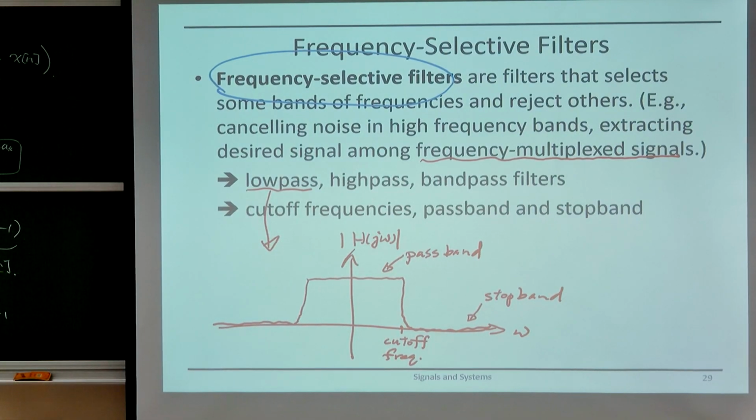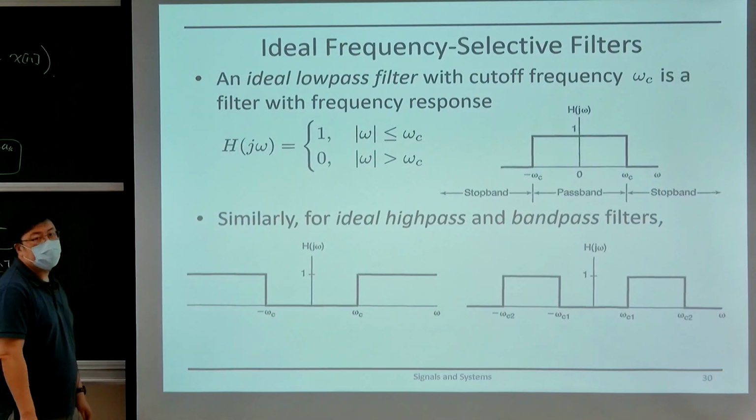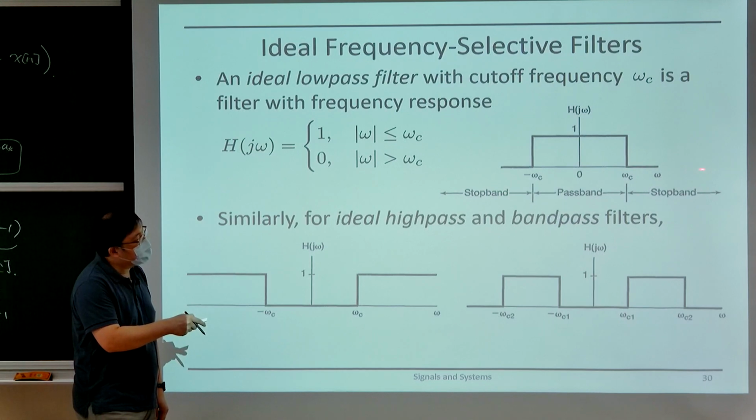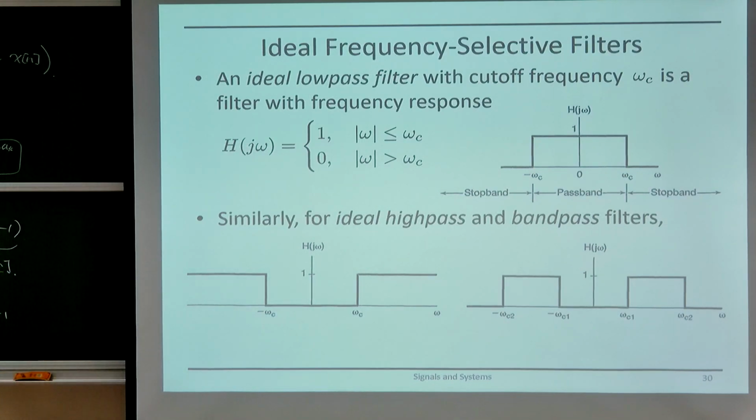And all of this is relative to the ideal frequency selective filter, which often assumes that you can perfectly let through signals in the passband, perfectly stop signals in the stop band, and transition from one to the other immediately. So an ideal low-pass filter with cutoff frequency omega c will have a frequency response that looks like this. It will have a perfect 1 in the low-pass band, perfect 0 outside of omega c, and this transition is perfect at this cutoff frequency.